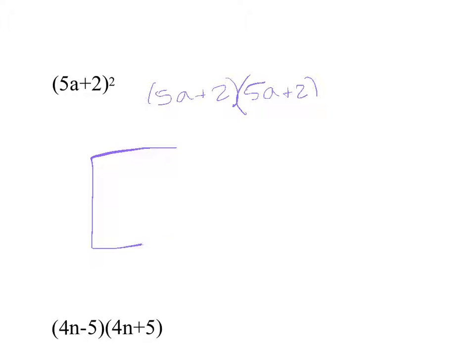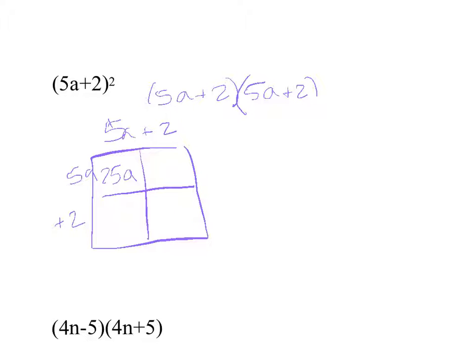So we set it up, 5a plus 2 and 5a plus 2. So then we get 25a squared, don't forget the a squared part, plus 10a, plus 10a, plus, let's see, 2 times 2 is 4. So we get 25a squared plus 20a plus 4.